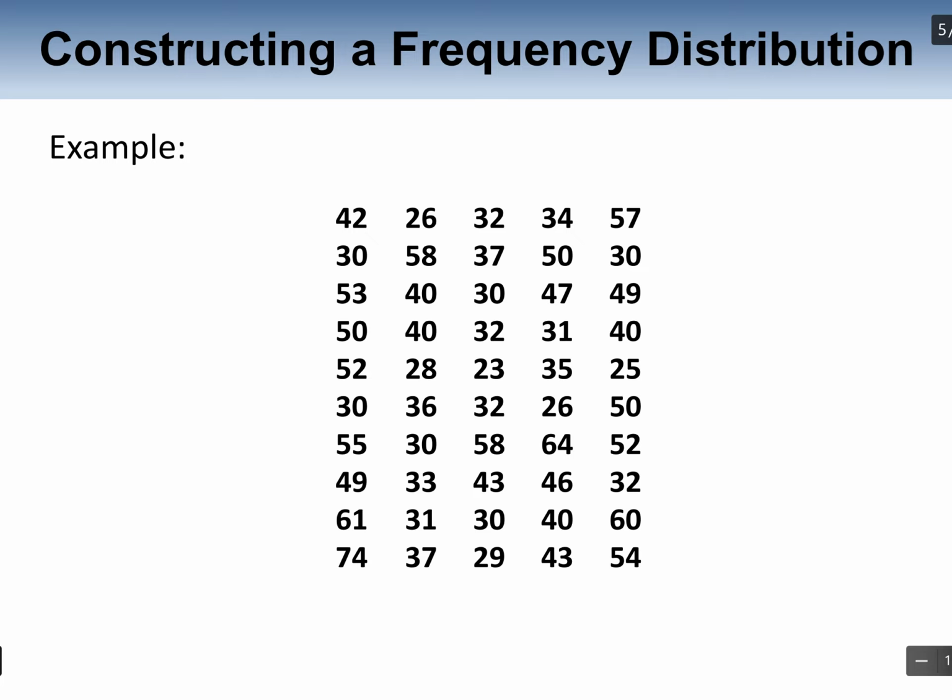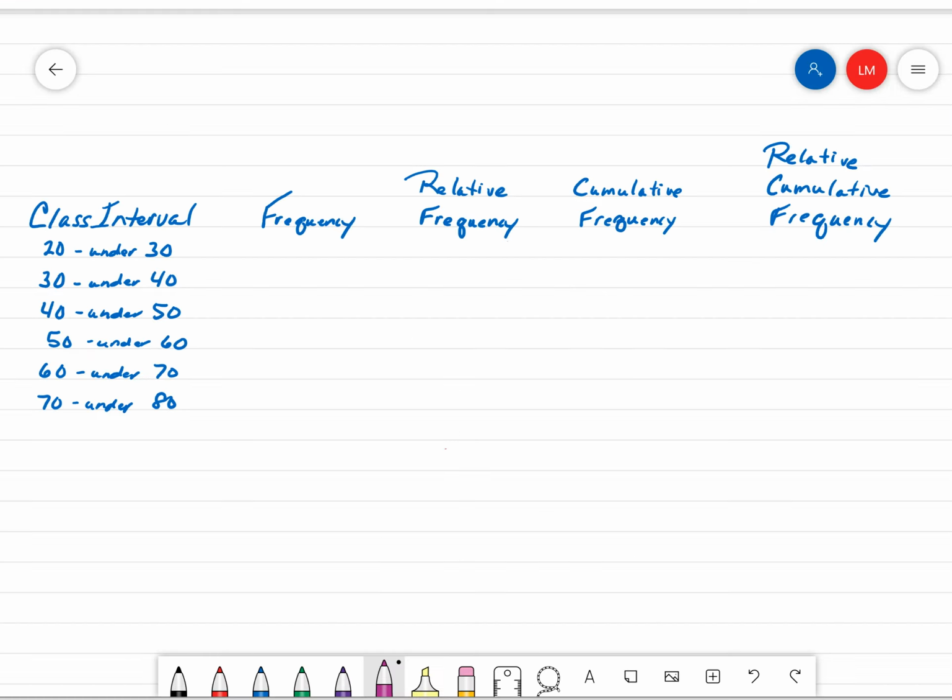Okay, we're going to pick up from where we left off, and we were constructing a frequency distribution based on this set of 50 observations. We can assume their ages in years, but it doesn't matter. So what we're doing is we're taking this raw data and converting it into grouped data using this chart right here. So let's see how you did.